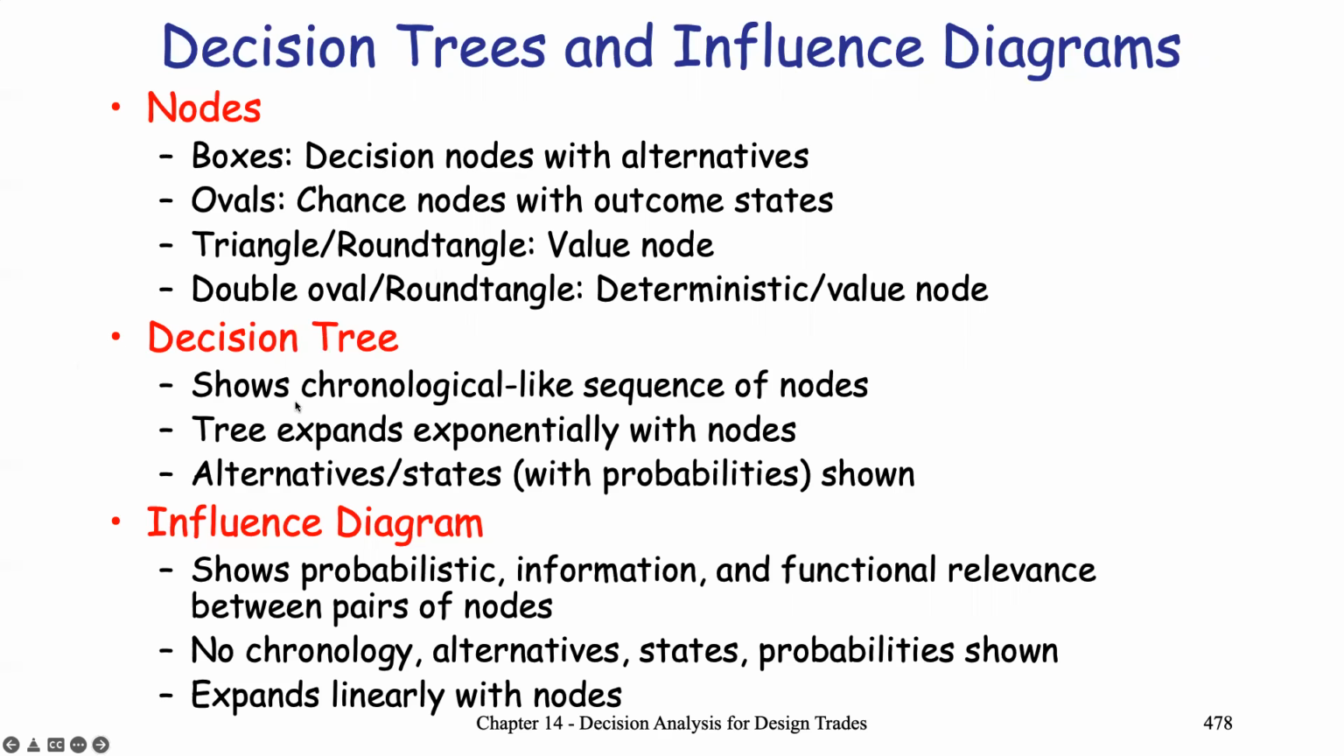Decision trees show a chronological sequence of the nodes. The tree expands exponentially with nodes, and alternatives and states with probabilities are shown. Influence diagrams show probabilistic information and functional relevance between pairs of nodes. Node chronology, alternative states, and probabilities are shown, and it expands linearly with nodes. So we have nodes, decision trees, and influence diagrams that we're going to be exploring.